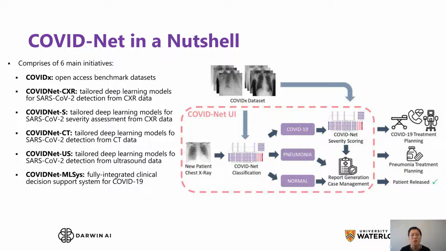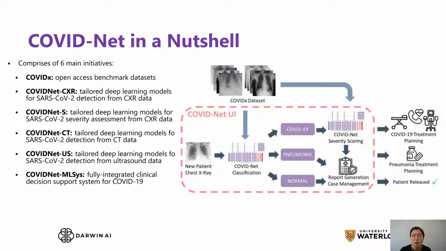And last but not least, the COVIDNet ML-CIS initiative, which is focused on creating a fully integrated clinical decision support system for COVID-19 that integrates all of the previous initiatives together into a clinically viable platform. And the goal here is to have this platform available to facilitate COVID-19 treatment planning, risk stratification, detection, as well as triaging. And so now I'm going to talk about each of these individual initiatives in a lot more detail.